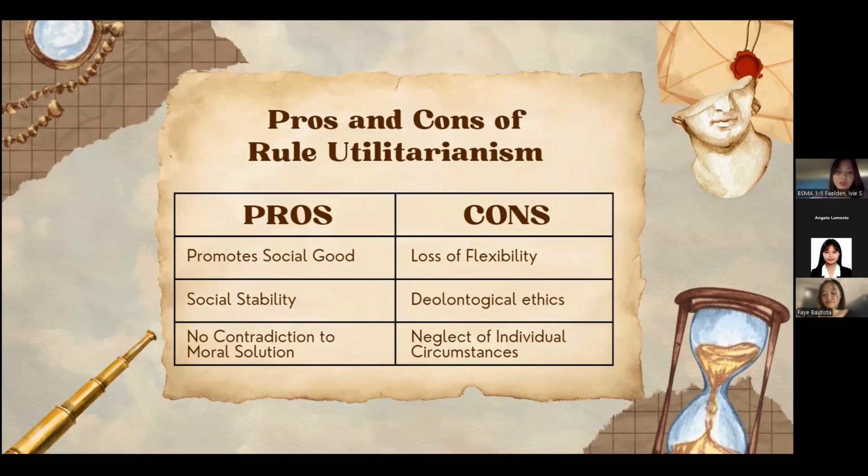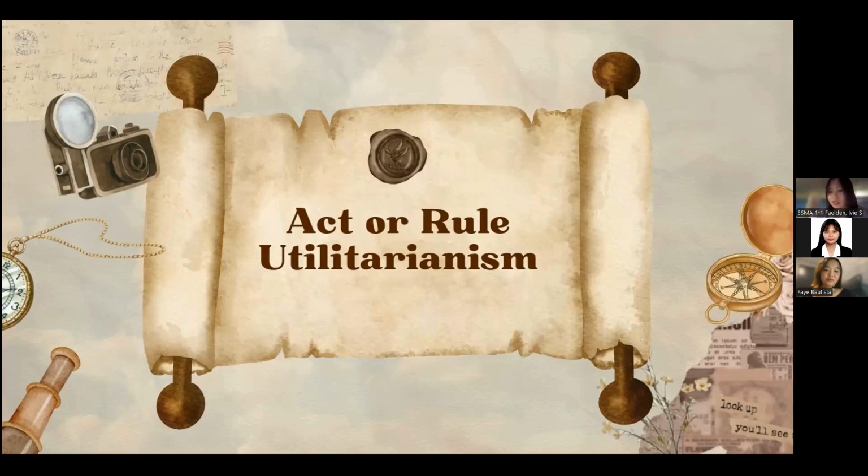Lastly, while rule utilitarianism has similarities with deontological ethics in its emphasis on rules, it doesn't always account for the same rigid sense of duty as deontology. However, its reliance on rules for maximizing utility can still reduce flexibility, similar to the way deontology operates with strict moral rules. Now let's proceed on differentiating the act utilitarianism and rule utilitarianism.